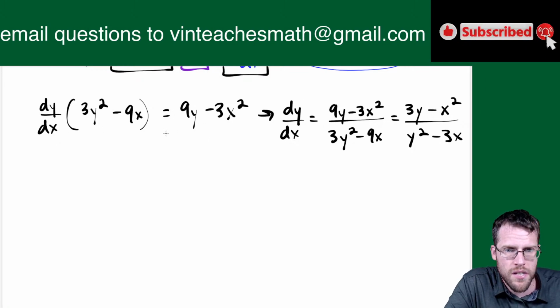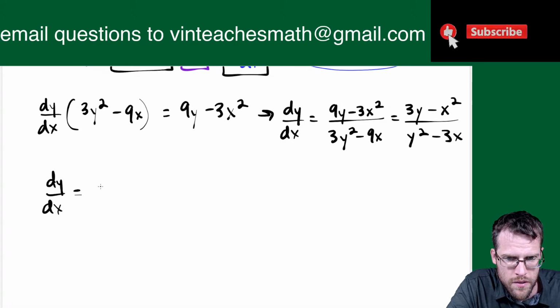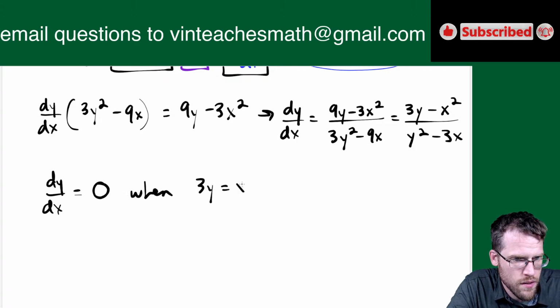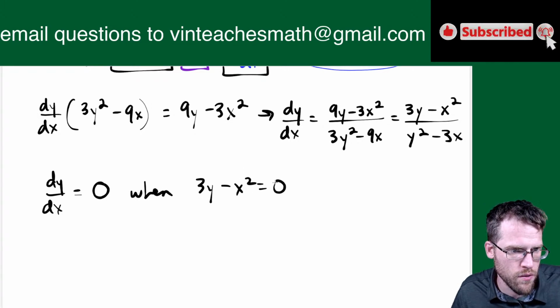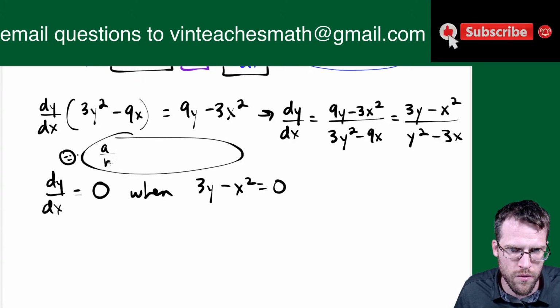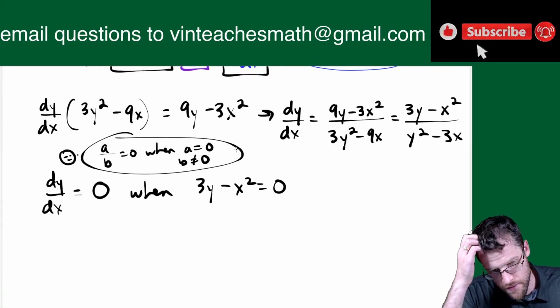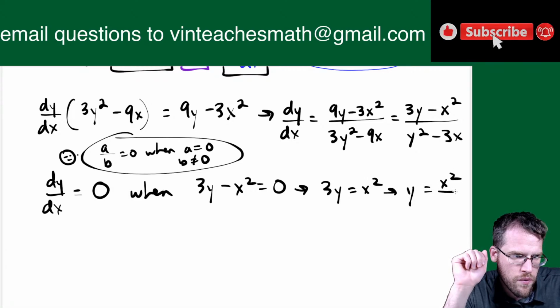But now for part C, once we have dy dx, dy dx is equal to 0 when the numerator, 3y minus x squared, equals 0. Because just know a fraction is only equal to 0 when the numerator is 0 and the denominator is non-zero. Okay, that's very important, which algebraically tells us 3y is going to equal x squared, and that y is going to equal x squared over 3.